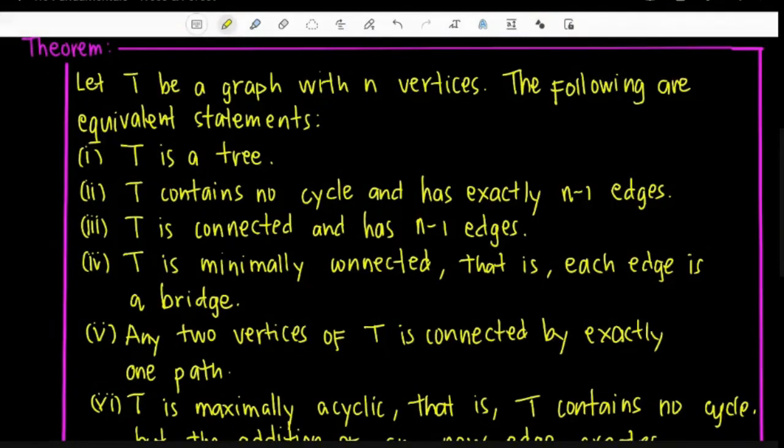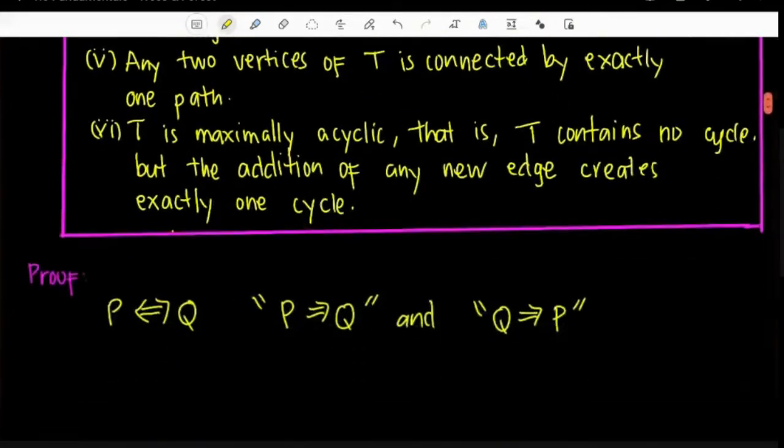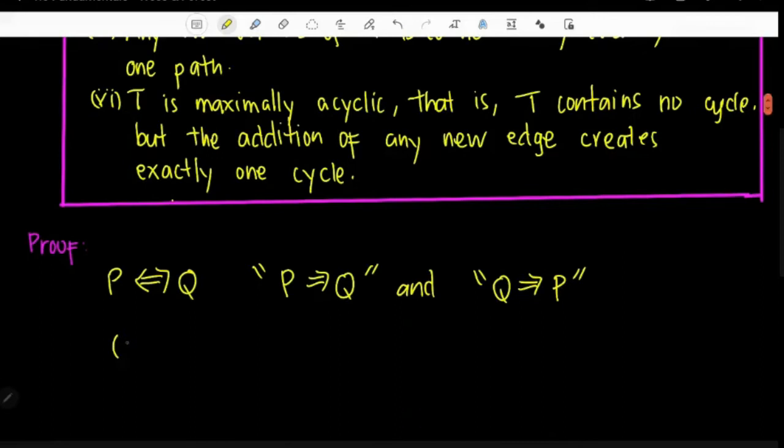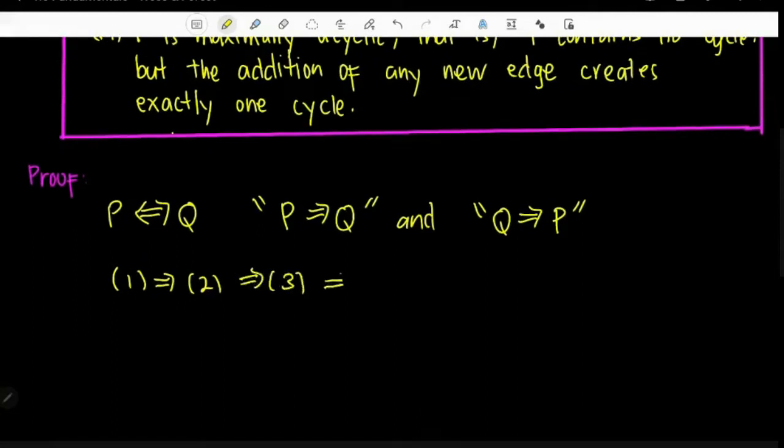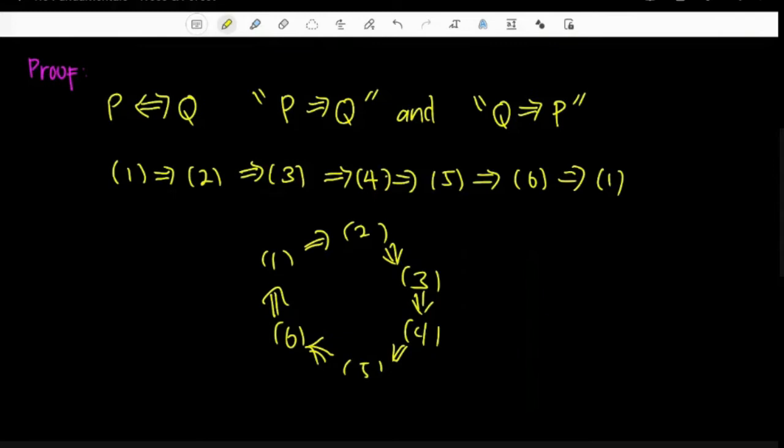To prove that these six statements are equivalent, what we can do is show that 1 implies 2. And then once we've shown that 1 implies 2, we will show that 2 implies 3, and then that 3 implies 4 and that 4 implies 5, 5 implies 6, and then eventually we will show that 6 implies 1. So once you've shown these 6 implications, this will already mean that each of the statements are equivalent.